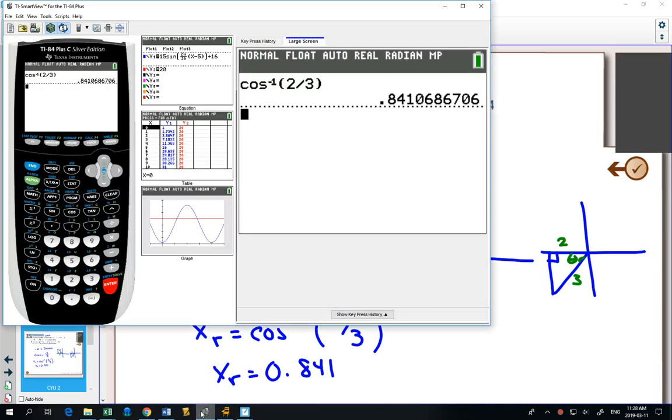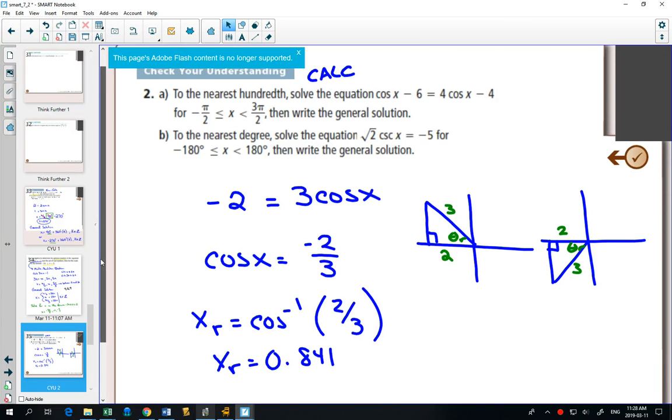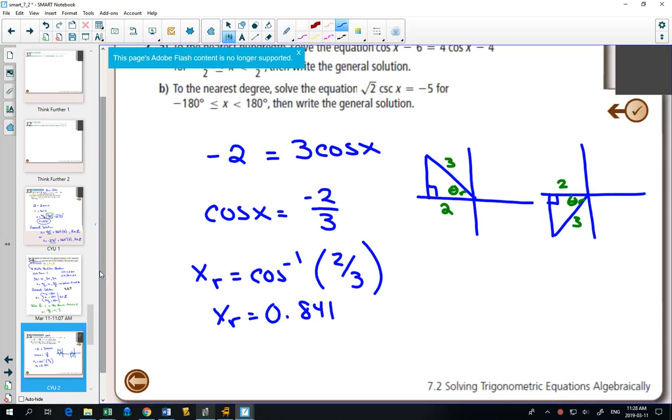Now with your calculator, you might want to use the store button right now and store this value as x so that you can use it more than once. Because can you see when you try to find your angle in quadrant 2, you're going to need to do pi minus your reference angle. So since I stored it as x, I can go pi minus x, and I find out that my answer in quadrant 2 is 2.3. It says to the nearest hundredth, so that would be 2.30.